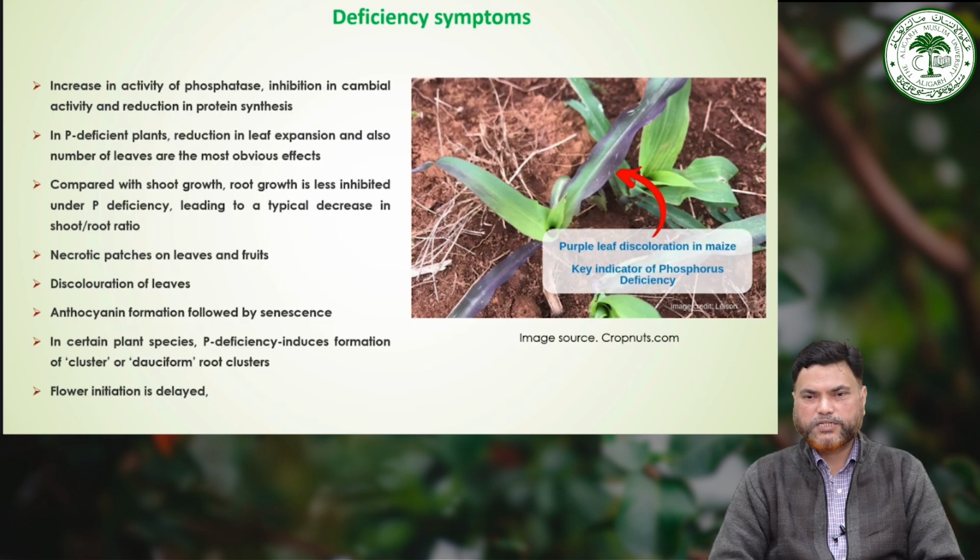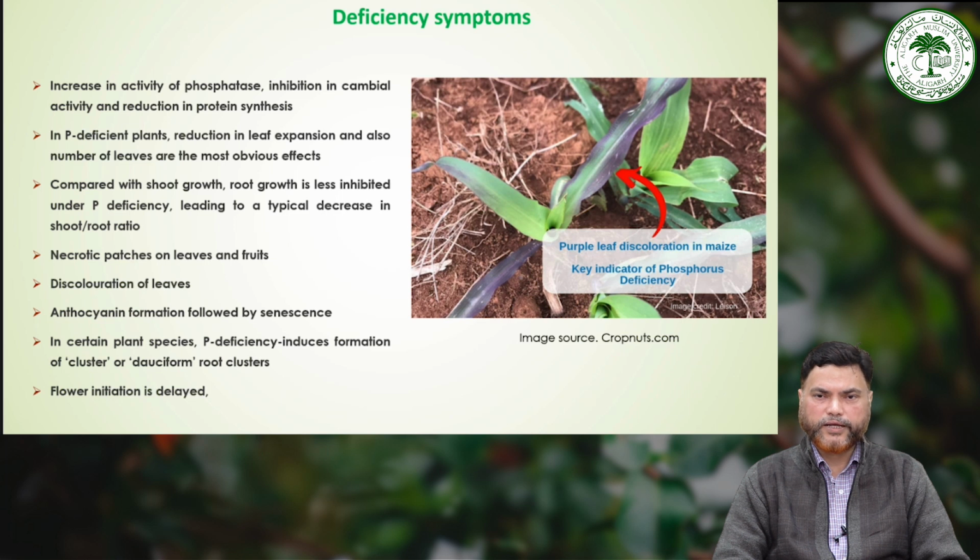Now, come to the deficiency symptom induced by phosphorus. You see that deficiency of phosphorus also leads to an increase in the activity of enzyme phosphatase. So, increased activity of enzyme phosphatase generally leads to release of phosphorus from organic compounds. However, generally what happens, this is coupled with inhibition in cambial activity, which is responsible for the growth of vascular tissues. Additionally, you see that it has been noticed that there is a decrease in protein synthesis in response to deficiency of phosphorus.